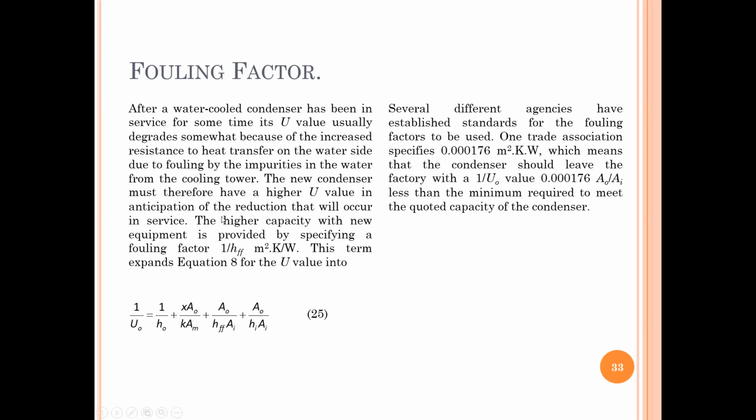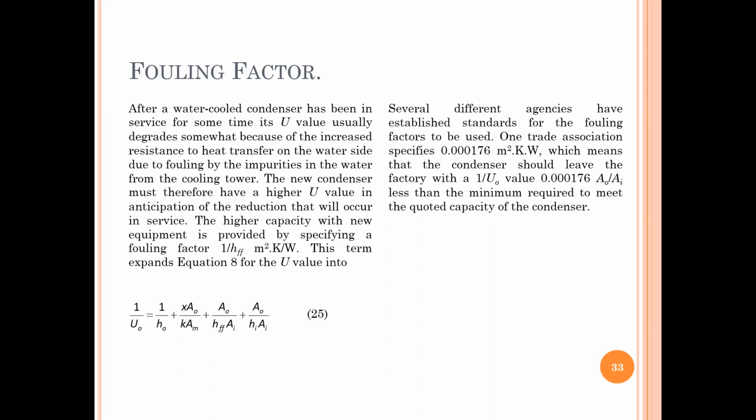The next, fouling factor. So pag hindi siya clean, ang design tayo is para sa clean tubes. So yung hindi lahat ng tubes na bibili mo is malinis. So consider natin yung fouling factor. After a water-cooled condenser has been in service for some time, its U value usually degrades somewhat because of increased resistance to heat transfer on the water side due to fouling by impurities in the water from the cooling tower. Pinabanggit dito is yung sa water side. The new condenser must therefore have a higher U value in anticipation of the reduction that will occur in service.